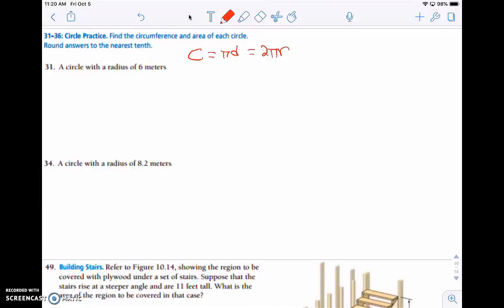So if we have a circle of radius 6 meters, then the circumference is going to be 2 times pi times 6, which would be 12 pi meters. And that is approximately, if I type it into a calculator, 37.7 meters would be the circumference. So that's measuring around the outside or the exterior of the circle.